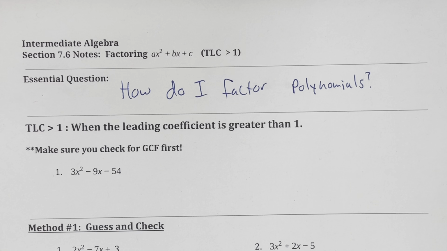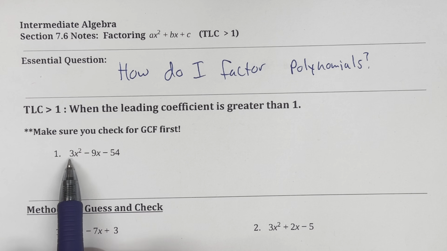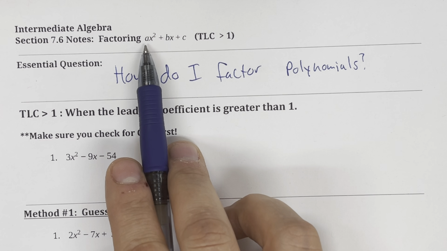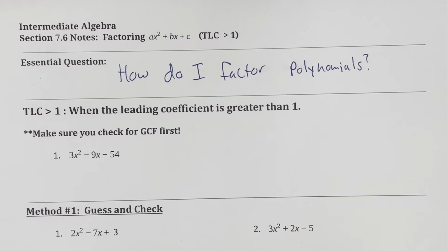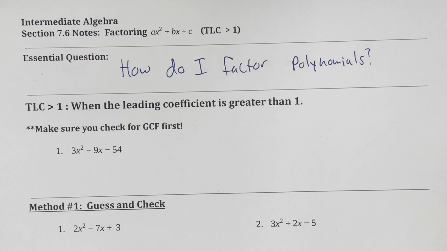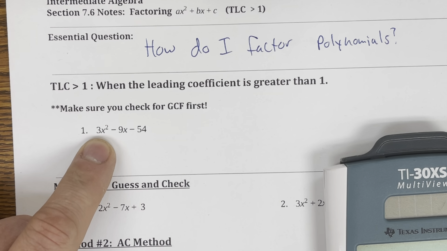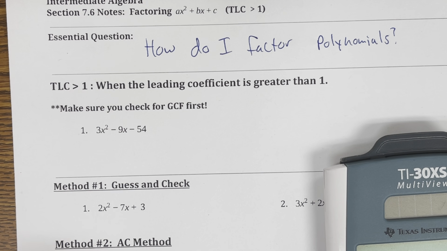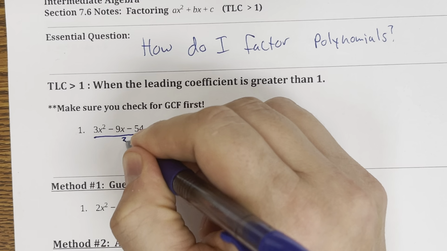So a little warm-up question here says to factor. In this case, the leading coefficient is a, keep in mind: ax squared, our first coefficient is a, our second coefficient is b, and the constant is c. So this little warm-up question brings back the GCF. 3 goes into 3, 3 goes into 9, and 3 goes into 54, so I can factor out a 3. So if I factor out a 3, left inside, I'm dividing all terms by 3.